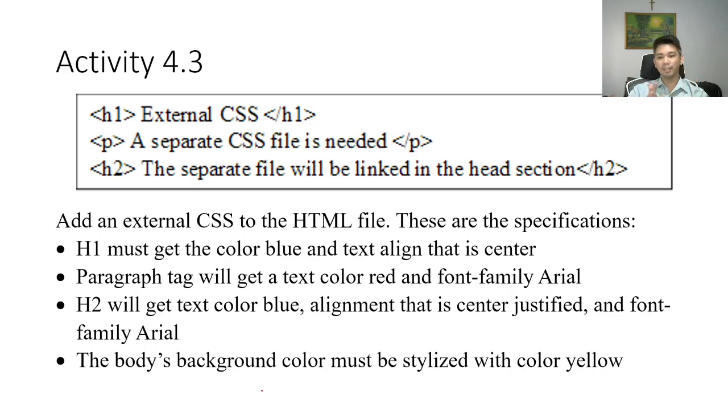So, now I have an activity. I want you to try and do external CSS. So you have 3 different tags there, H1, paragraph, and H2. And you have instructions. H1 will get color blue, text align center. P tag will get text color red, font family Arial. H2 will get text color blue, center alignment, font family Arial. And the body's background color will be yellow. So try doing that in external CSS.